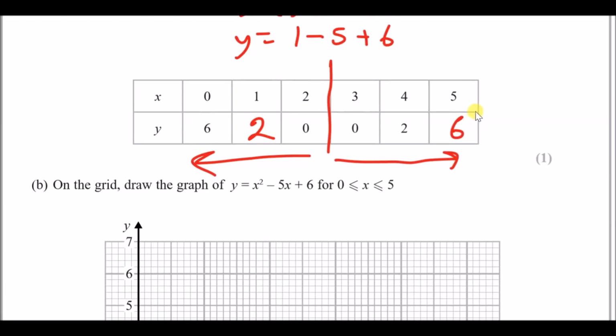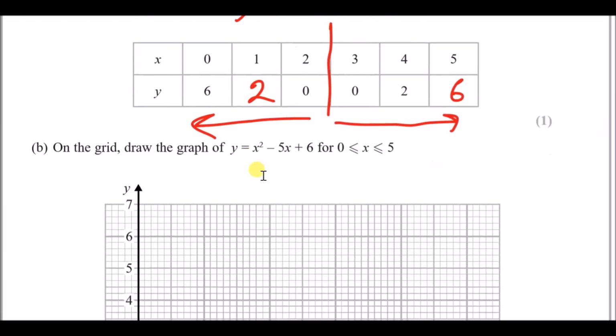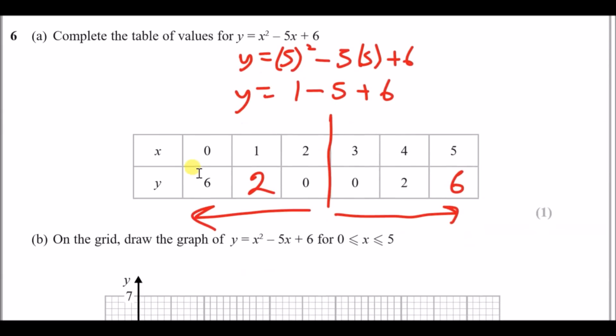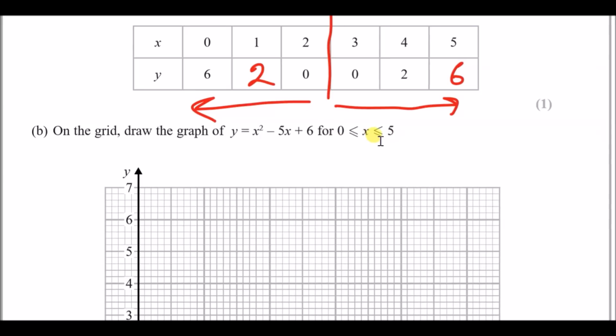Now, let's look at part B, yeah? So we're going to probably draw this. So on the grid, draw this graph, which is this equation, which is these points here, for all x values between 0 to 5. So in other words, plot every point. Let's try this out, yeah? So let's start in the middle because it's nice and easy.